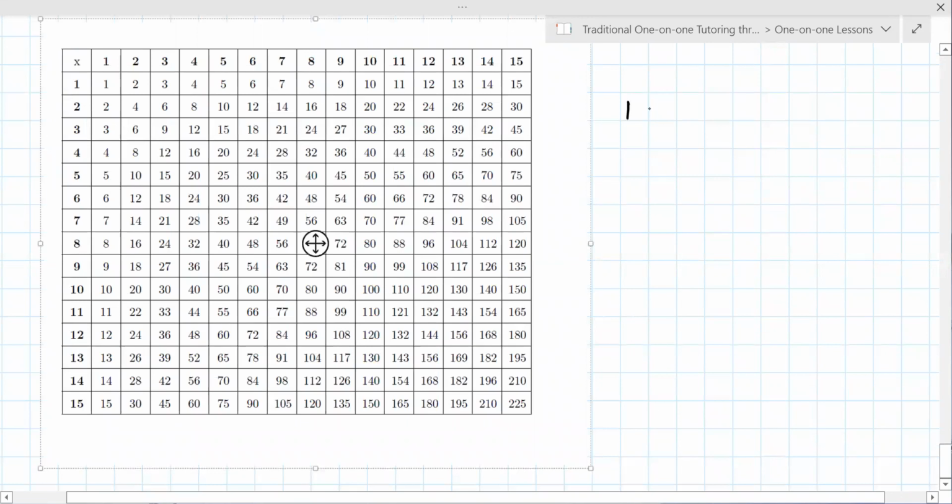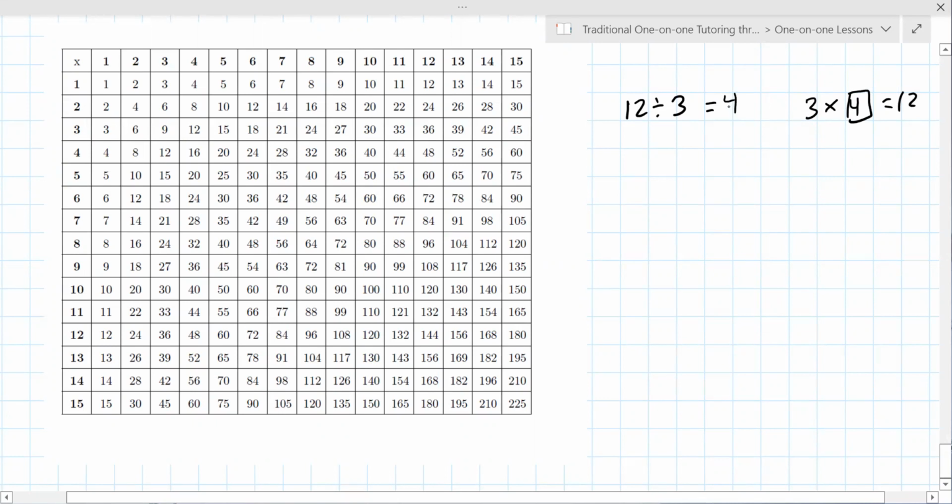Let's see here. We've got 12 divided by 3. What is that? Nope. 3 times some number equals 12. 4. Very good. So 12 divided by 3 is 4. How about 22 divided by 2? 11. Yeah, great. Very good.